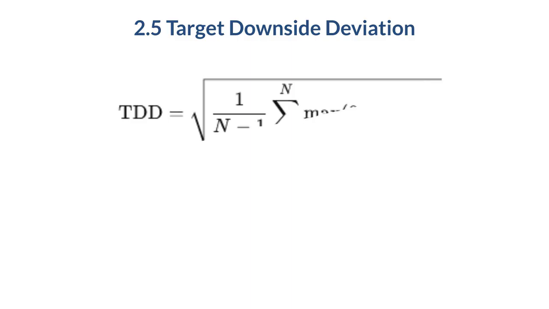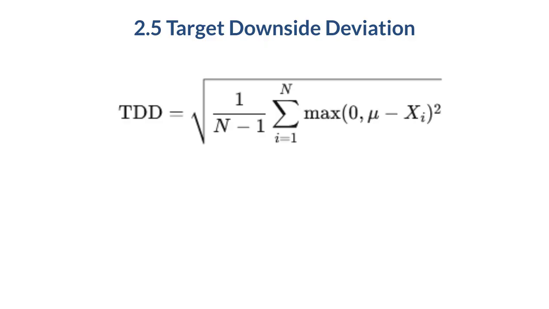2.5. Target downside deviation. The target downside deviation is a risk measure that only considers negative deviations from a target value, usually the mean or a benchmark return. It is useful for evaluating downside risk in investment portfolios. The formula is target downside deviation equals the square root of the sum from i equals 1 to n of the maximum of 0 and the quantity mu minus x sub i, squared, divided by n minus 1.